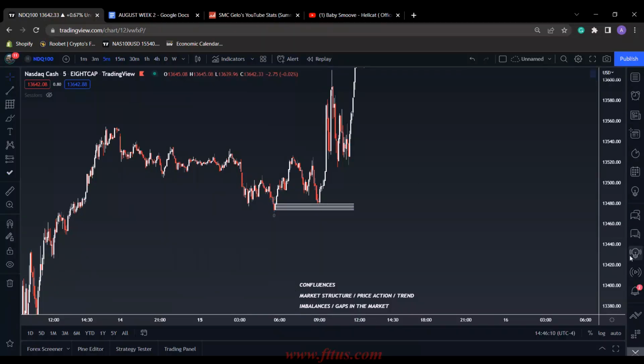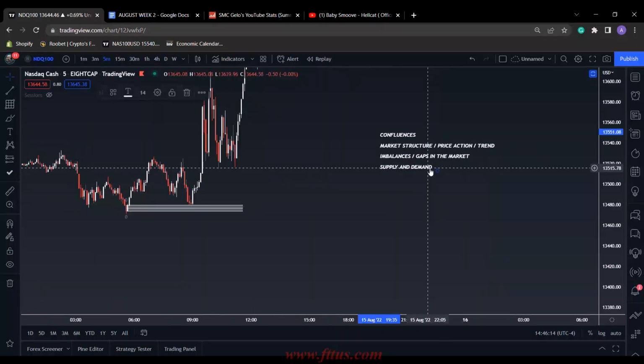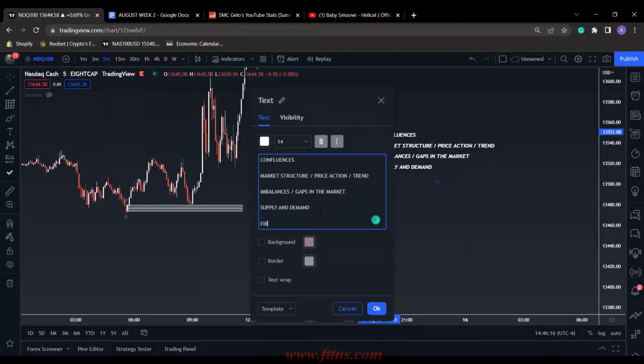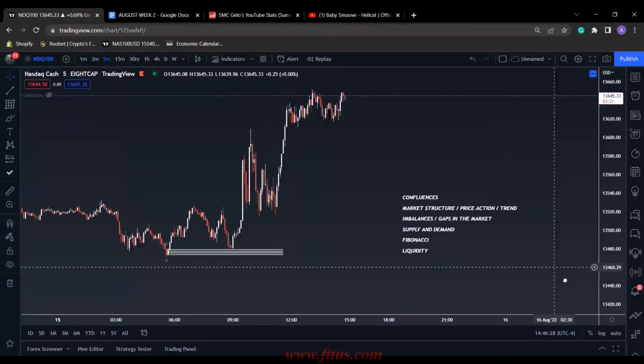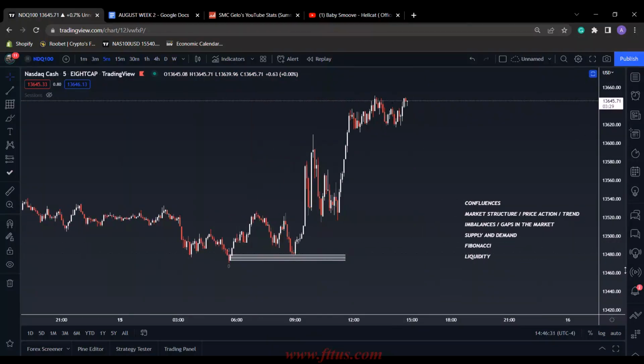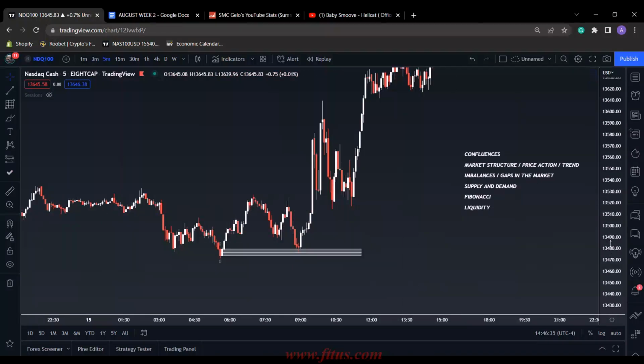But it's a prime example of literally all of our confluences. I also add the last one, Fibonacci, and also liquidity. So that's all my confluences. Screenshot this, stop the video, write it down, whatever you've got to do. Here is a perfect example from today, just a couple hours ago.